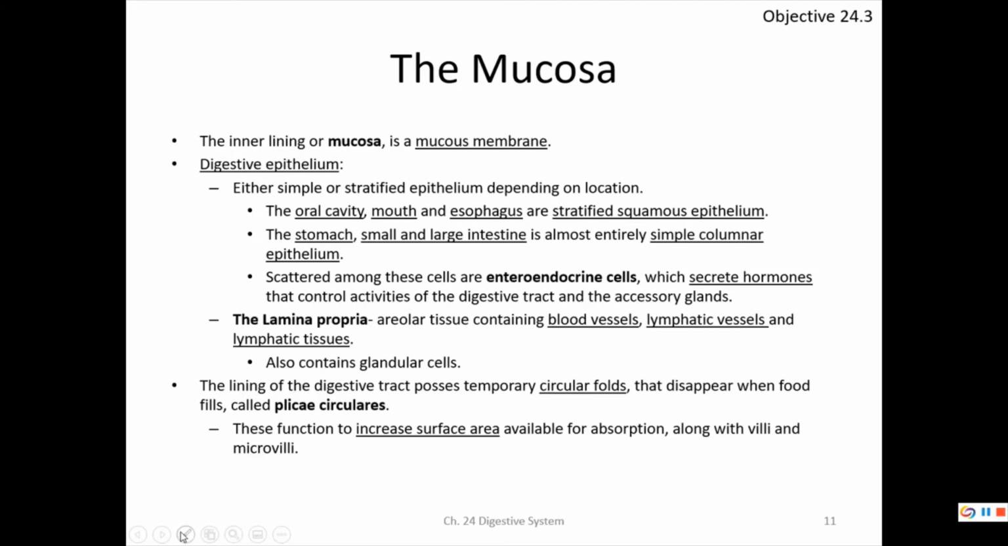Now, inside here, scattered around, you're going to have a cell called an enteroendocrine cell. Entero, what does that tell me? Enteric. This means it's in the gut. Endocrine means it secretes hormones. So these are cells in the gut that secrete hormones. They control the digestive processes. They control the movement of food, activities, gland secretions, things that we need to do in the gut.